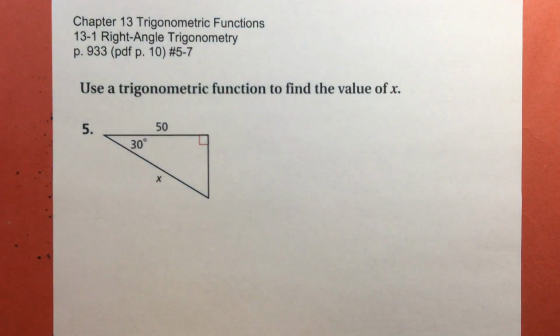Hello, welcome back to 13.1 right angle trigonometry. I'm doing the guided practice problems, numbers 5 through 7. If you're using the textbook, it's page 933, or the PDF of the textbook is on page 10. We are going to use the trig functions to find missing side lengths.